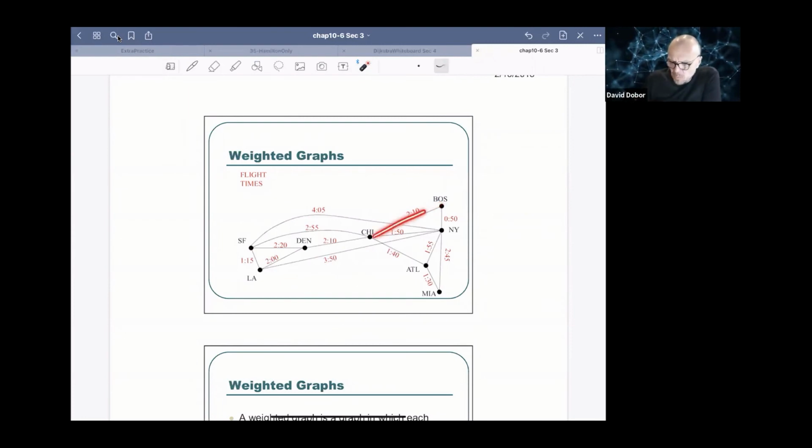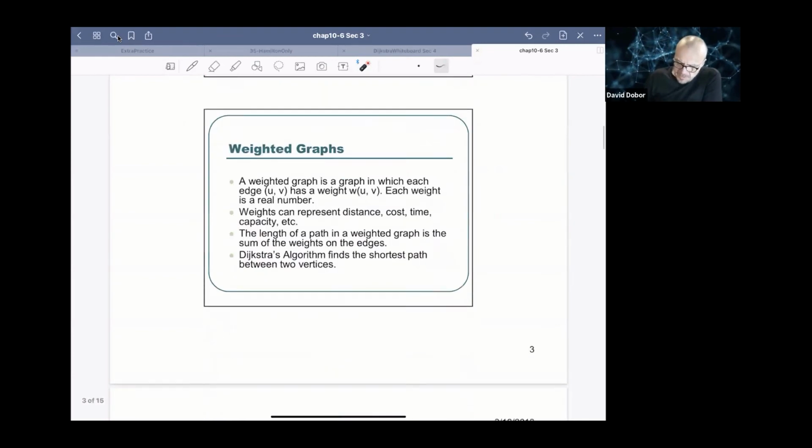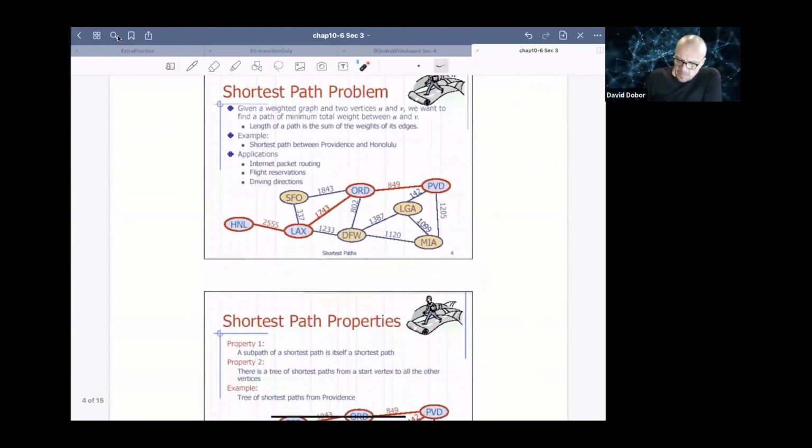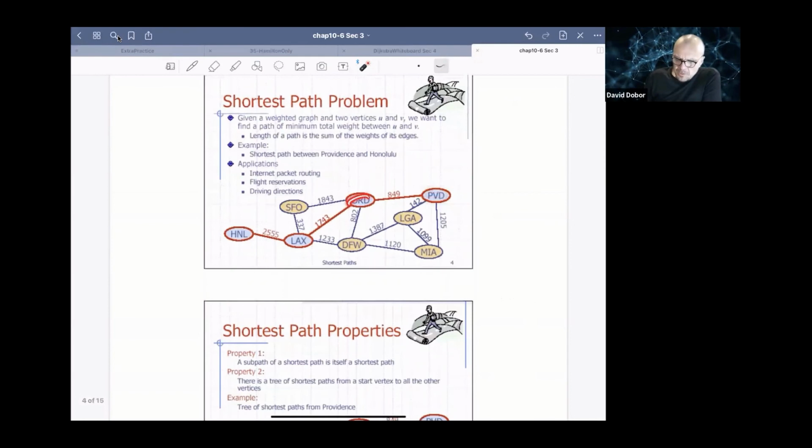So this time, the weights associated with the edges are the times it takes to travel from one node to another, and so on. Okay, so in this graph, for example, the nodes look like airports. This seems to be Providence. This guy seems to be LA. Here's Honolulu. And the shortest path problem is to determine, of all the paths that exist between Honolulu and Providence, the one that has the lowest cost.